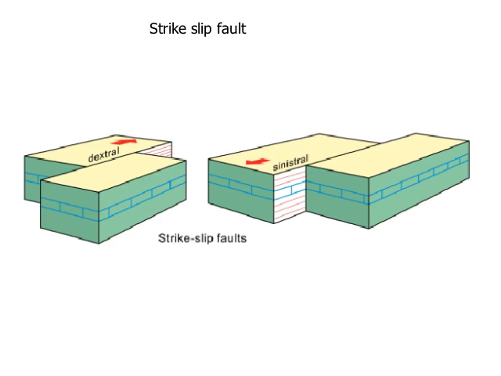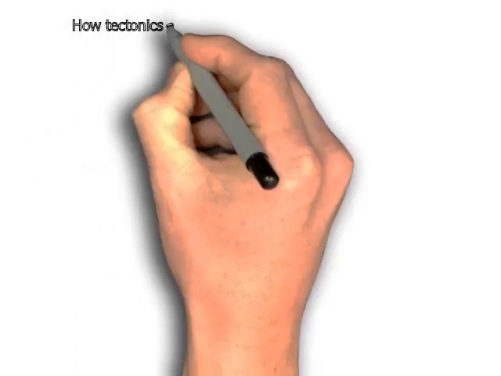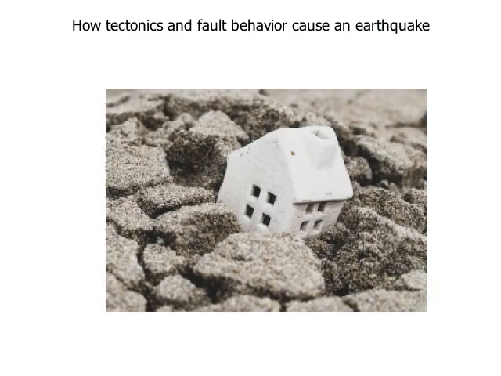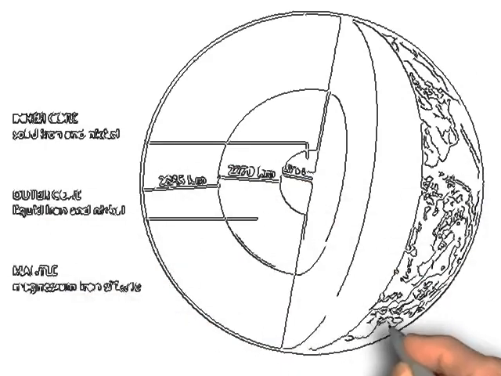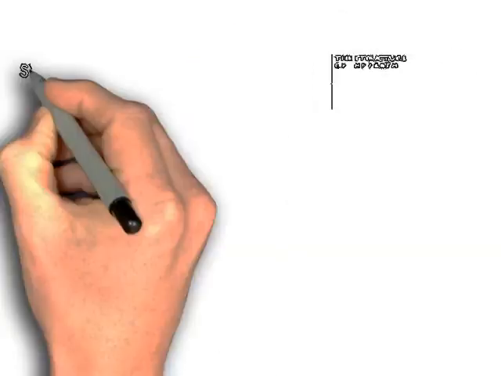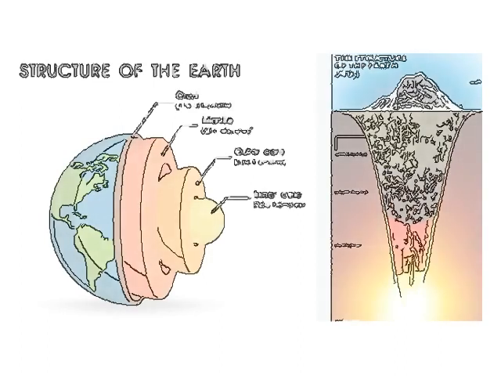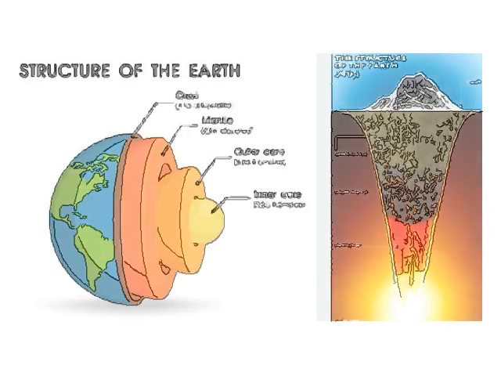How do tectonics and fault behavior cause an earthquake? Before we do that, you have to first look at the structure of the earth. The earth in itself is not a perfect sphere, and the earth is divided into three different units: we have the core, the mantle, and the crust, as shown in this diagram. Movement always occurs in the lithospheric plates on the Earth's crust, and the energy that causes the movement of the plates results in plate tectonics. In simple terms, plate tectonics is just the motion of the different Earth's lithospheric plates.